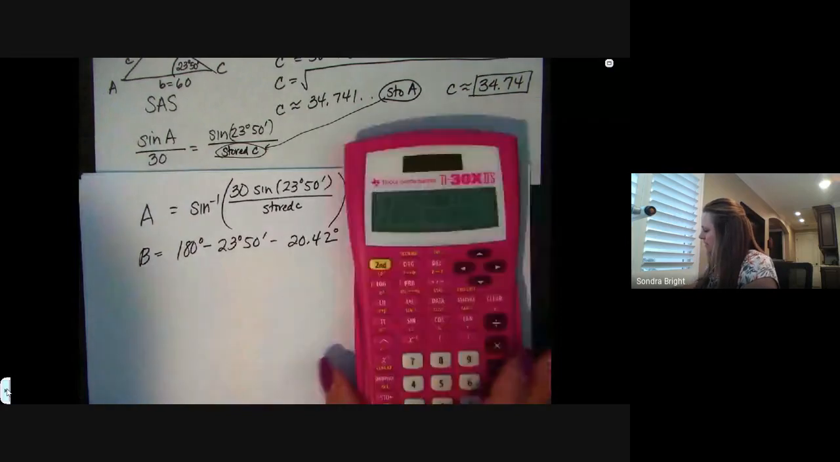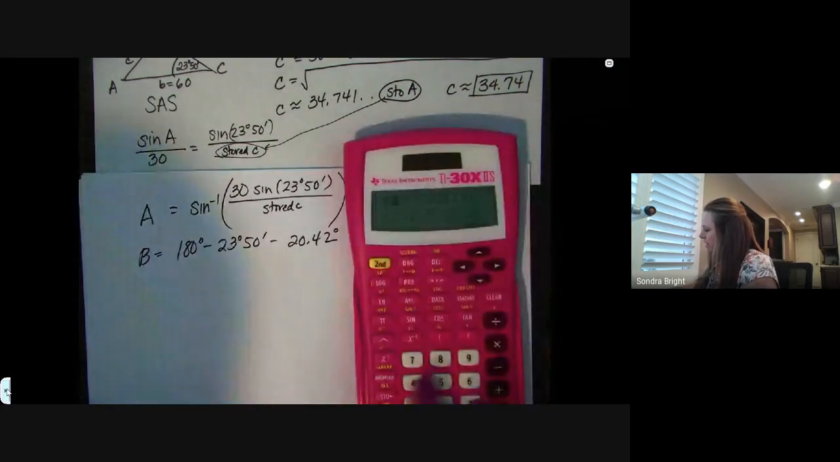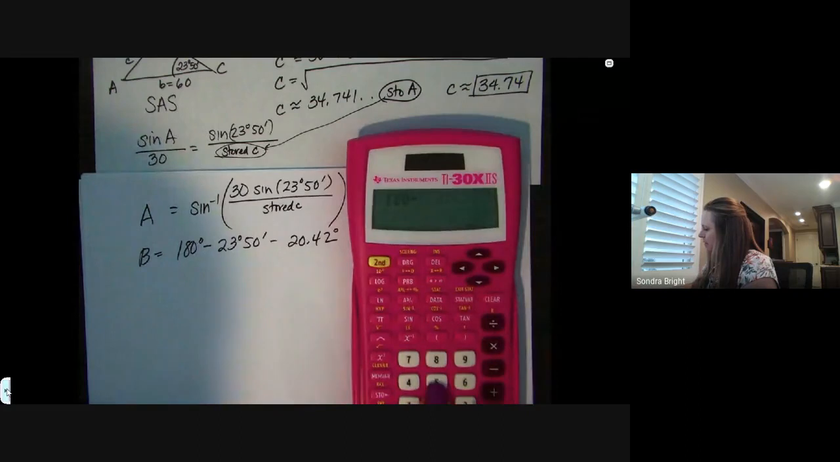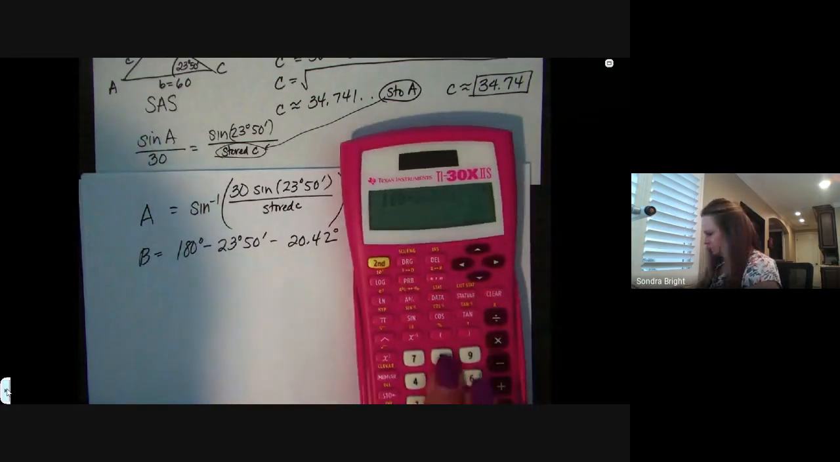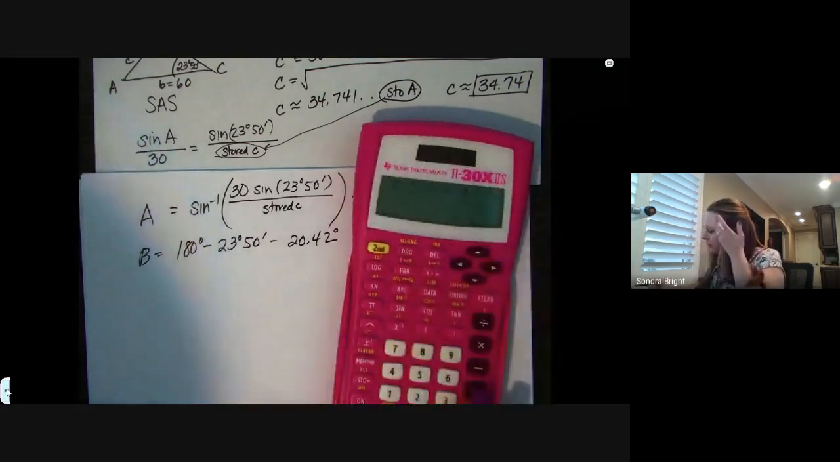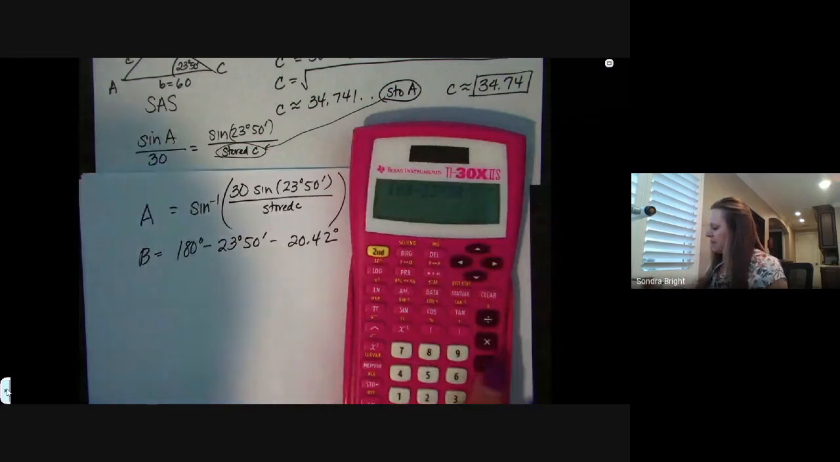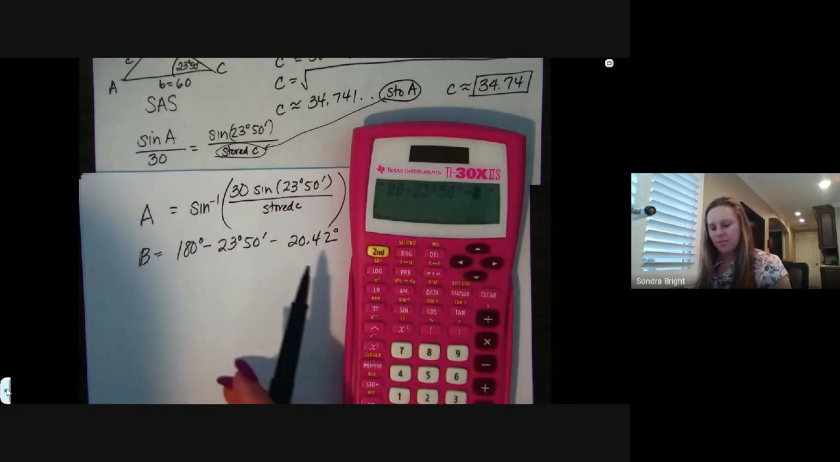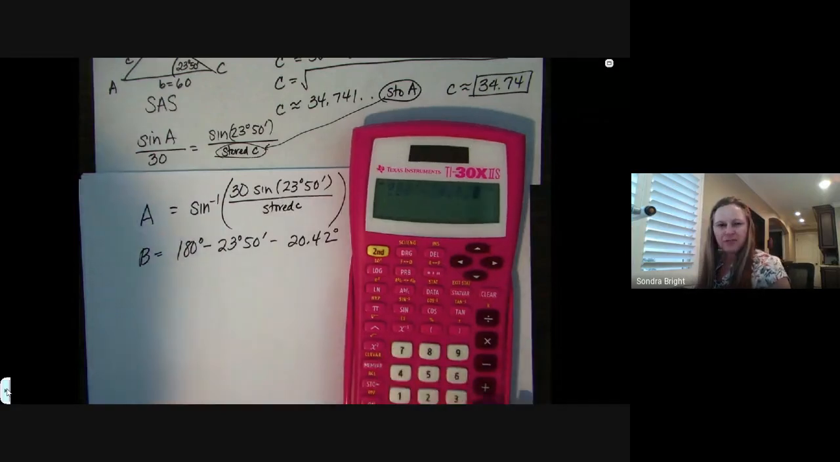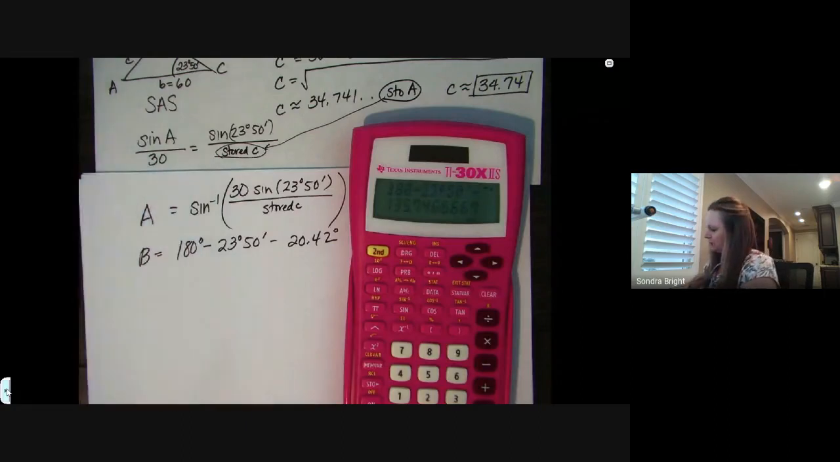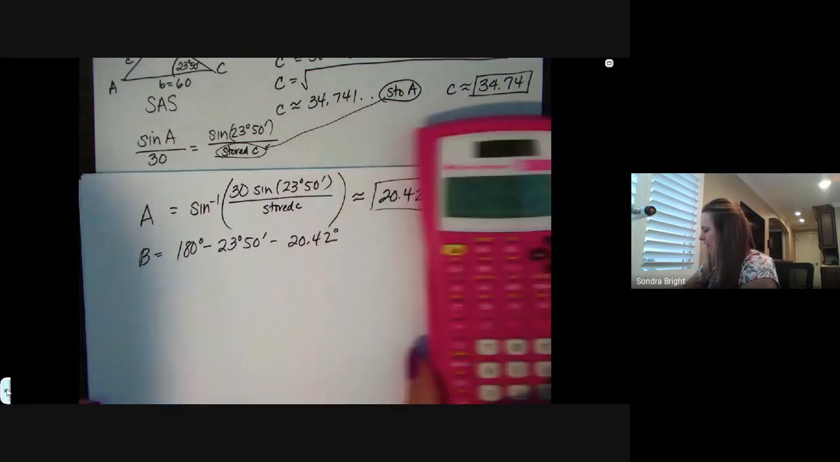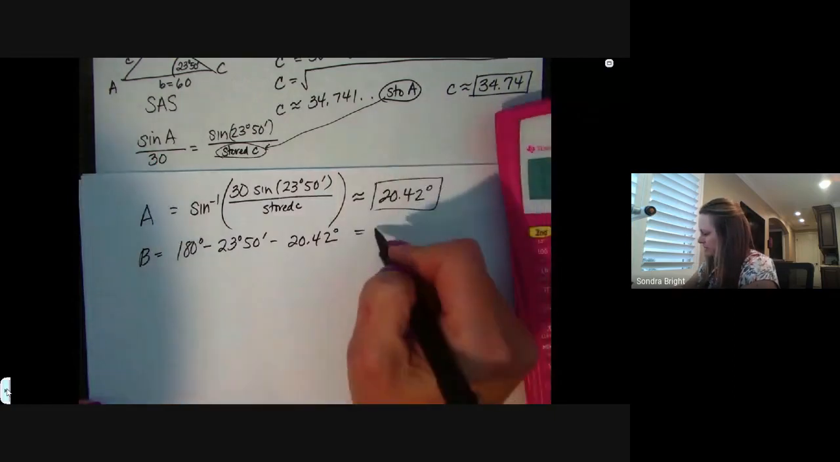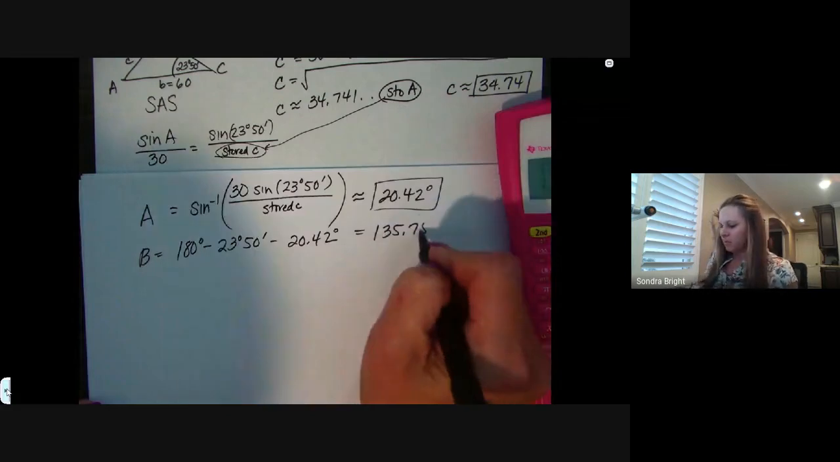180 minus 23 degrees 50 minutes minus, and you could do the stored value again, but it doesn't matter because we're going to be rounding at this point. So, and I get 135.746, which tells me round that 4 up to a 5. And so I've got 135.75 degrees. There's angle B.